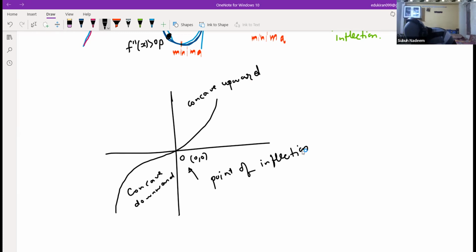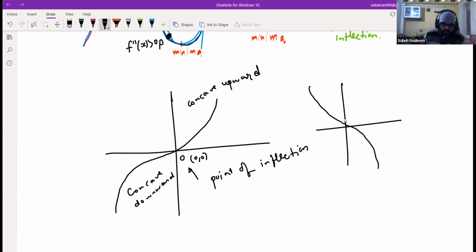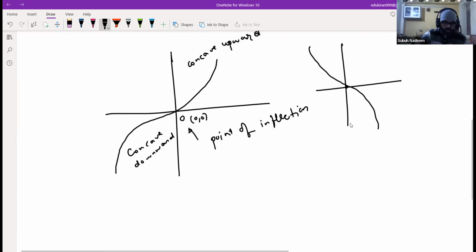Or it can be vice versa also, even if it is like this, then also concave upward to concave downward, then also the same thing. So you can write this also. And now we come to the question.